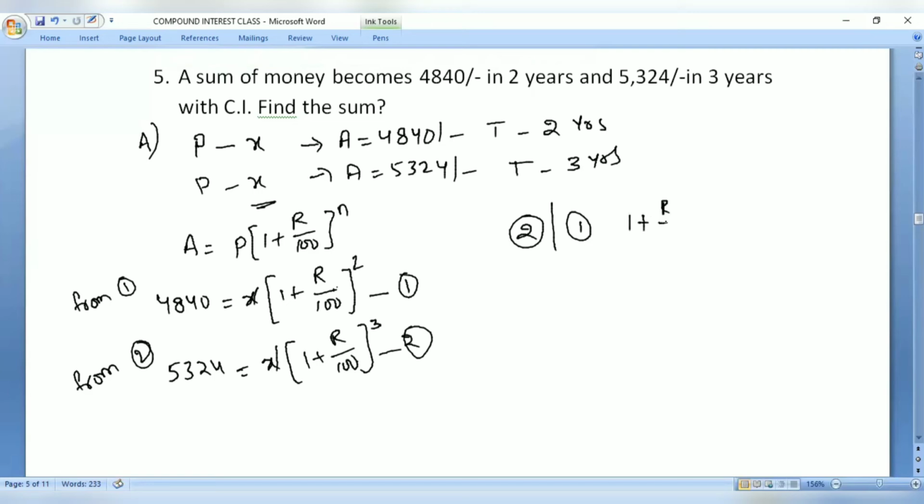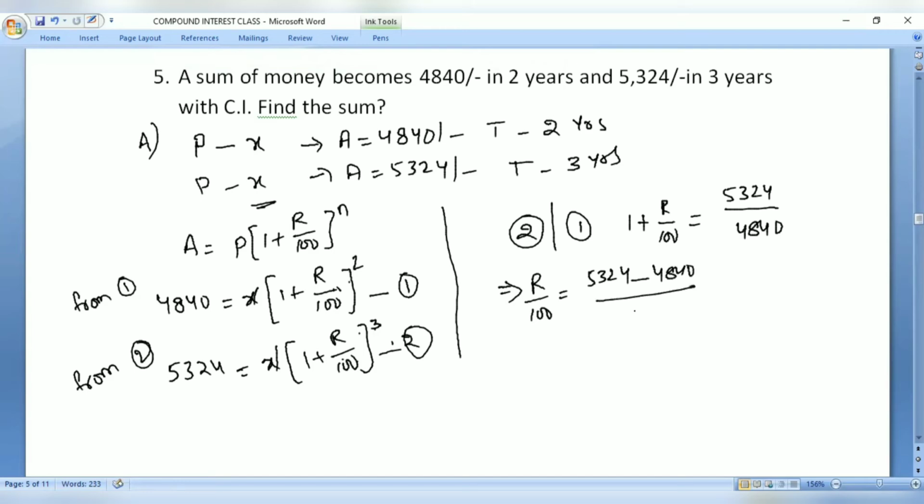So 1 plus R by 100 equals 5,324 divided by 4,840. This is 3 times, this is 2 times, so only 1 will remain. Okay. So I hope you don't need an explanation for this particular division. Now with this, if you calculate, R by 100 equals 5,324 minus 4,840 divided by 4,840, because the 1 goes to this side and we have simply used the LCM.